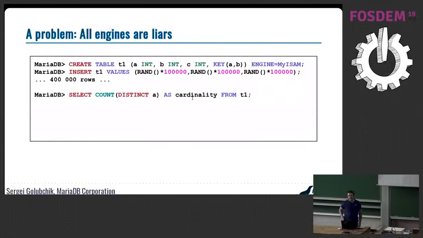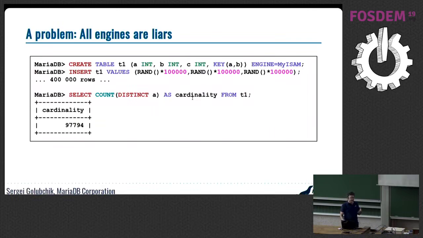Another problem is that all engines report statistics in arbitrary cost units, but they are different cost units for different engines, and engines lie about what data is in the table. This is an example. I have a table with 3 integer columns, and I populated every column with a random number between 0 and 100,000, and repeated it 400,000 times. Now I do select count distinct, which is an honest, exact SQL calculation to get the number of distinct values. What do you think the number will be? Could anybody guess?